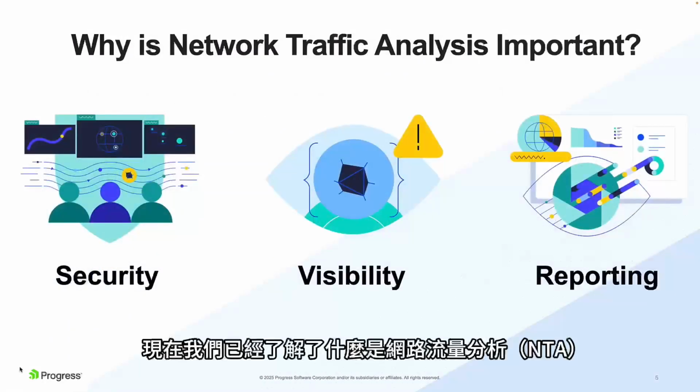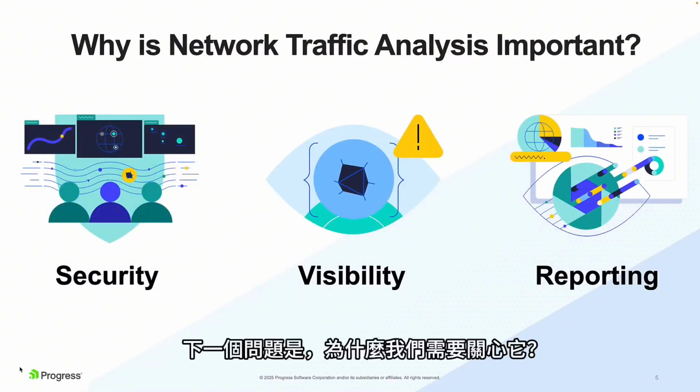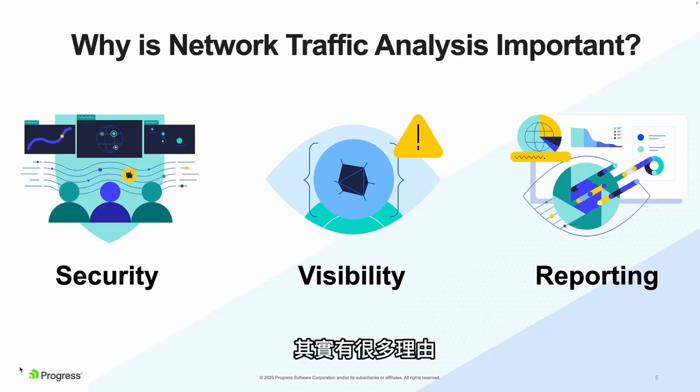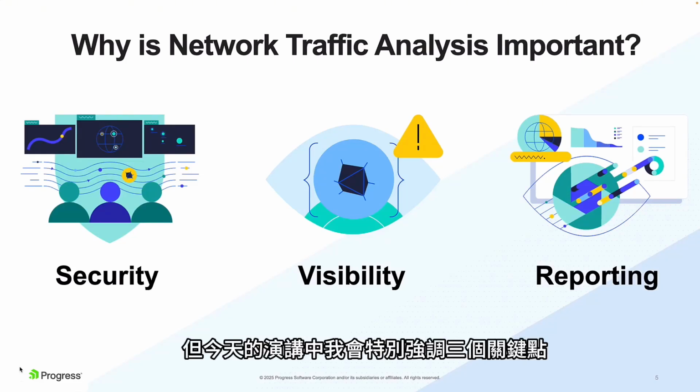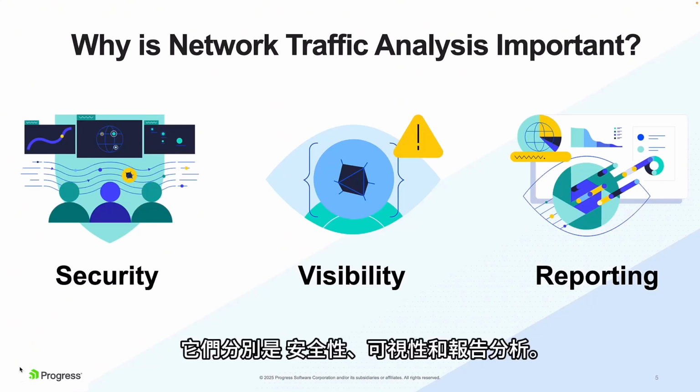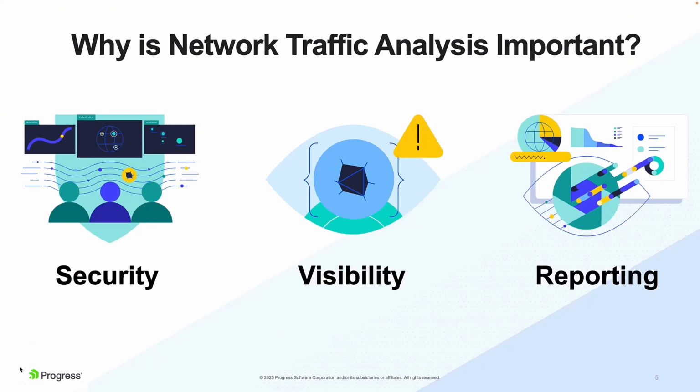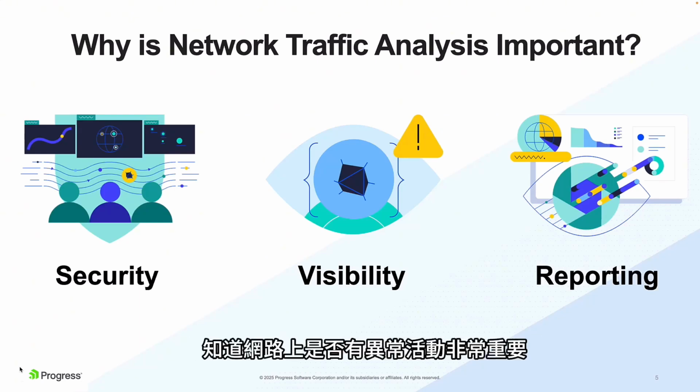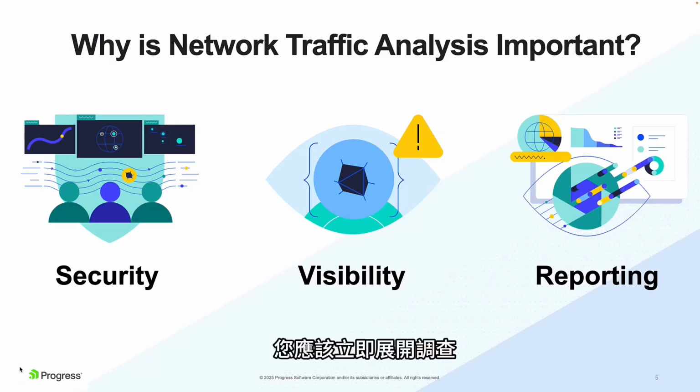So now that we know what network traffic analysis is, the next question is, why should we care about it? Well, there are plenty of valid reasons to care about it, but for this session, I'm going to highlight three in particular. We have security, visibility, and reporting. From a security perspective, it's important to know when unusual activity is happening on your network. If traffic suddenly spikes or is coming from a suspicious source, it's important to go ahead and investigate that.